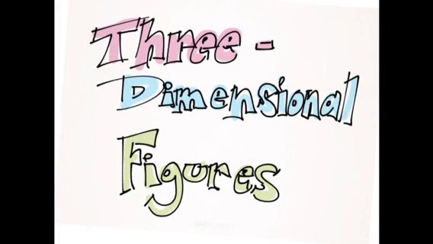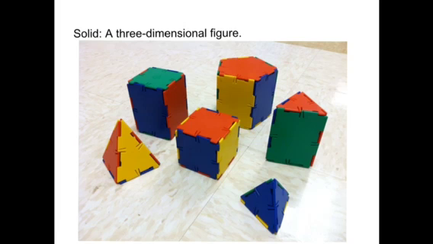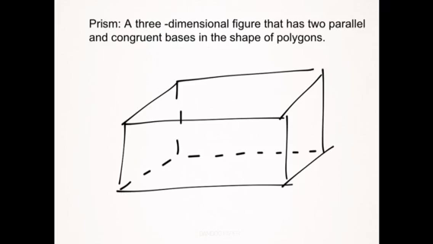This video is on three-dimensional figures. When we talk about three-dimensional figures, we're talking about a solid, and a solid is a three-dimensional figure. So these are all examples of solids. When we're talking about solids, we're talking about prisms, and that's a three-dimensional figure that has two parallel and congruent bases in the shape of polygons.